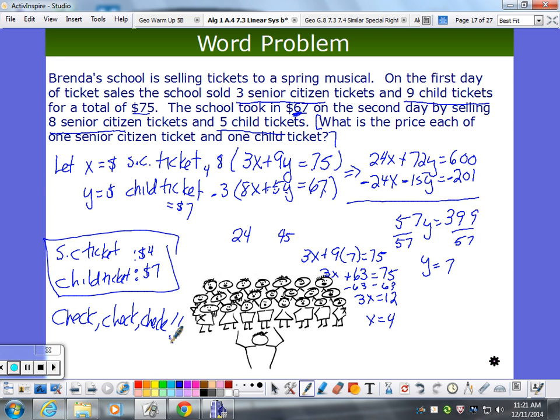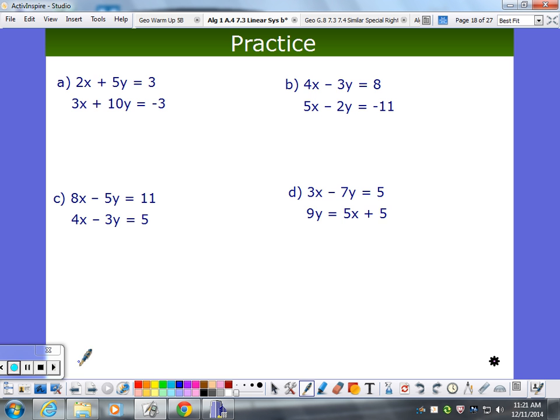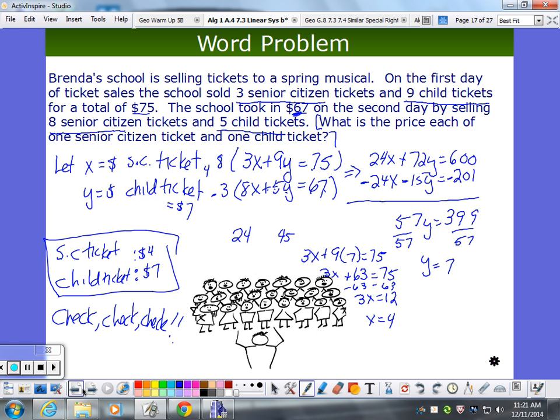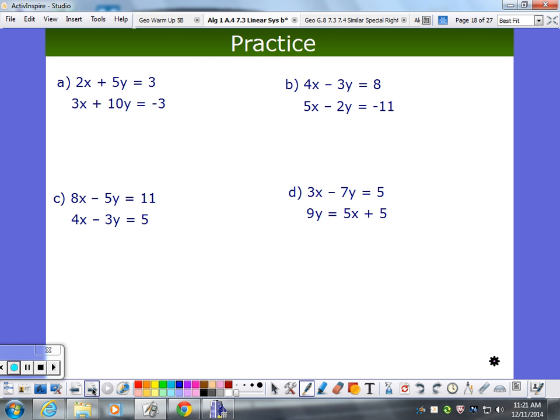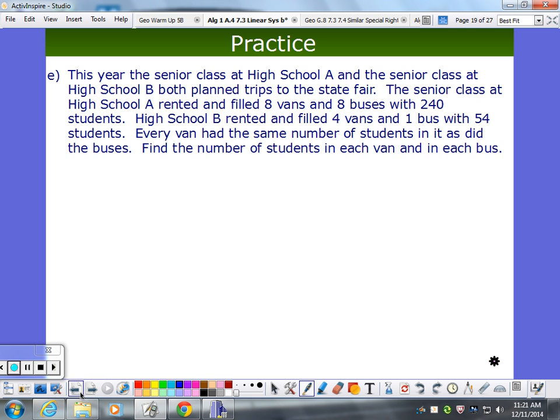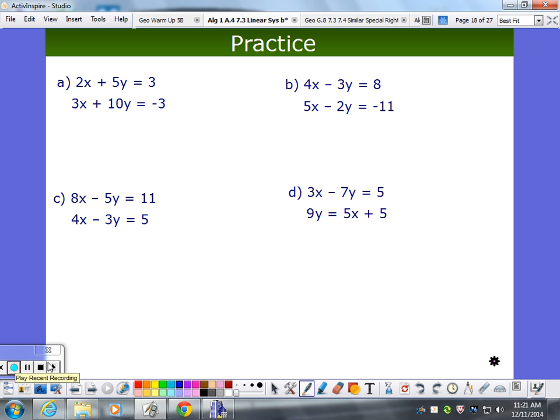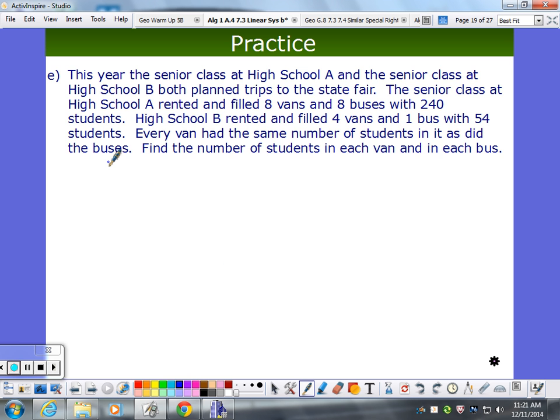Okay, let's try another word problem. I have another word problem. I got it. Where is it? Thank you for knowing that. Okay, I can't read my own writing. There is another one. This is a practice one. Maybe I will let you do it a few times. Good idea.